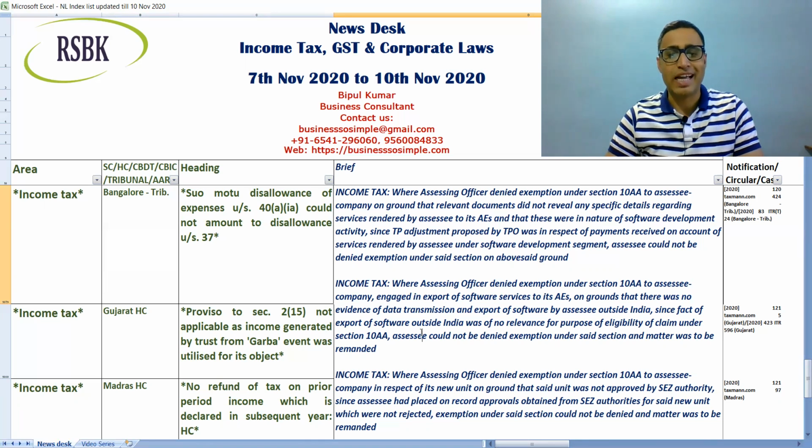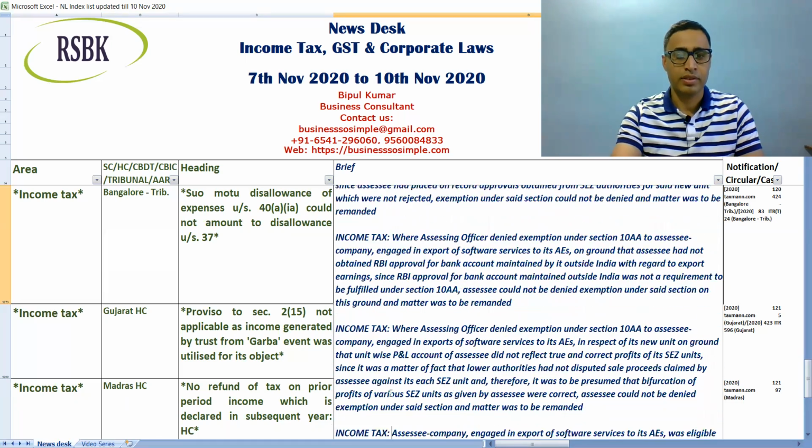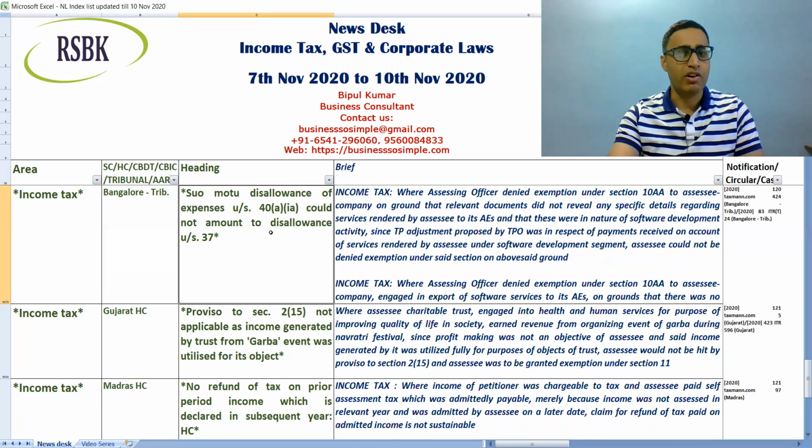Where the assessing officer denied exemption under section 10AA to the assessee company in respect of its new unit on the ground that the said unit was not approved by the said authority, since the assessee had placed on record approval obtained from the said authority for the said new unit which was not rejected, exemption under the said section could not be denied and the matter was to be remanded. In this case, suo motu disallowance of expenses under section 40A could not be disallowance under section 37.